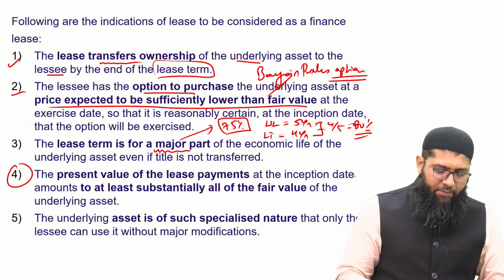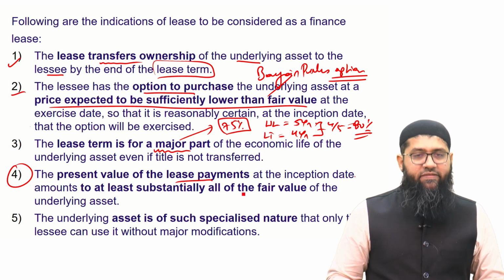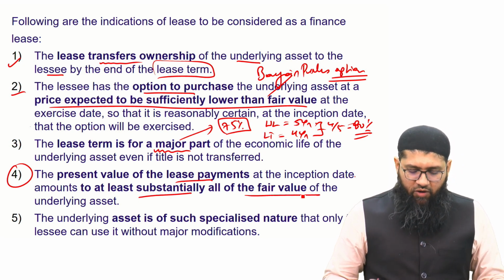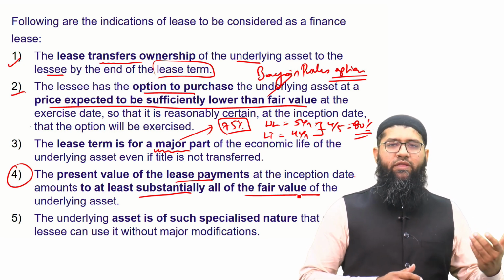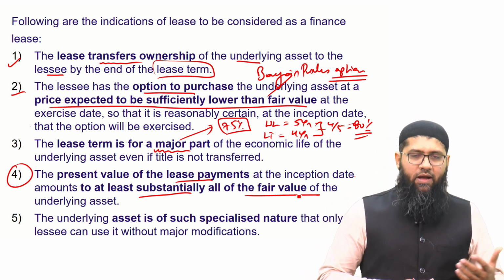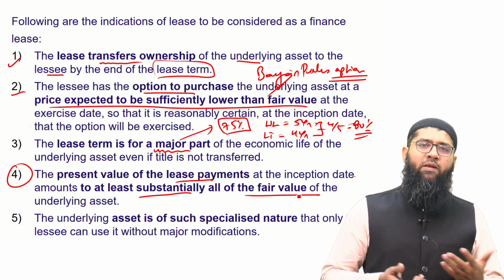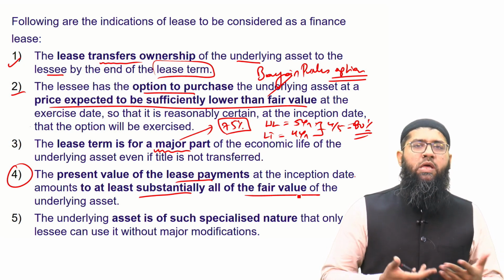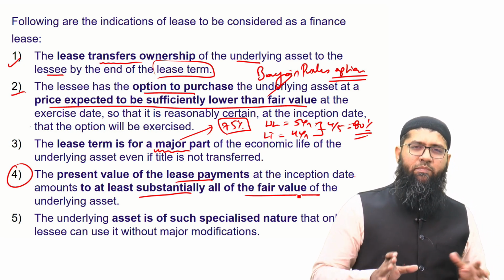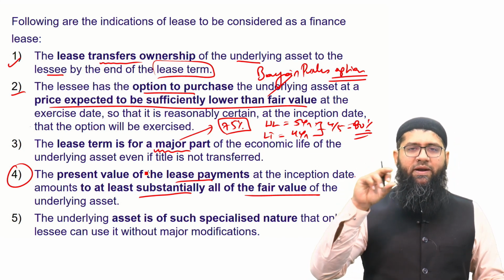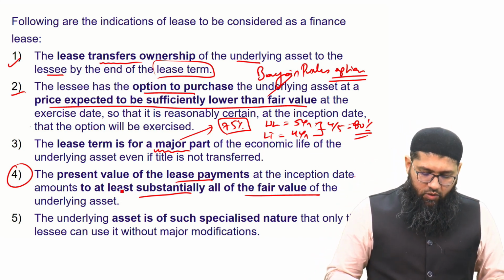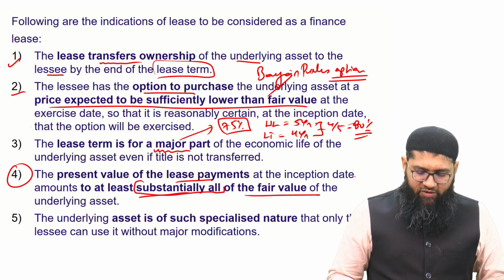Fourth one of them is that the present value of the lease payments is substantially all of the fair value. So what exactly are the lease payments? The lease payments are simply the fixed payments, variable payments, guaranteed residual value, bargain purchase option, termination payments, etc. So what do you need to do? The present value of lease payments is substantially all. What do you mean by this concept of substantially all?